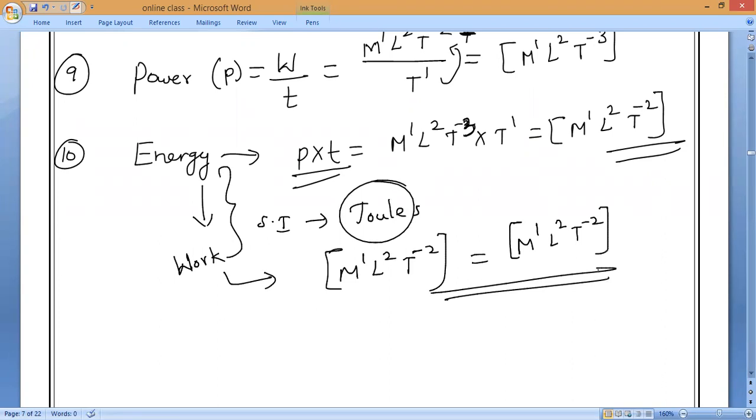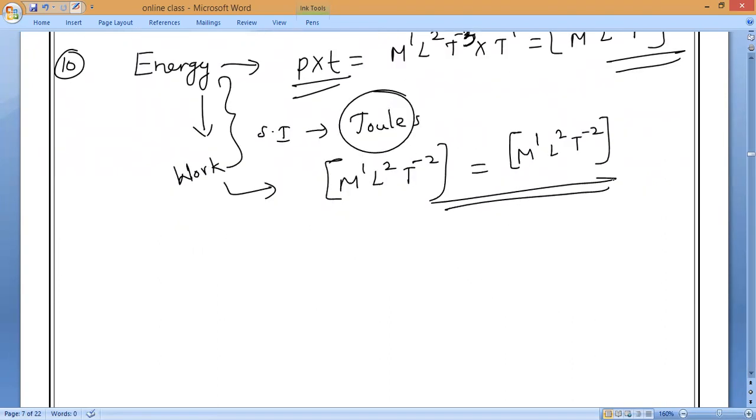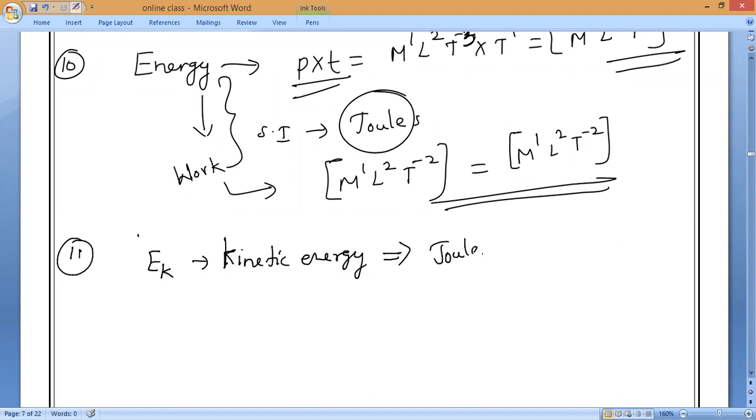Understand? Now I will say kinetic energy. Now let me see. Don't think about anything in mind. I am particularly mentioning about EK, kinetic energy. What is the unit of kinetic energy? Joule. Then what are the dimensions? M1, L power 2, T minus 2.